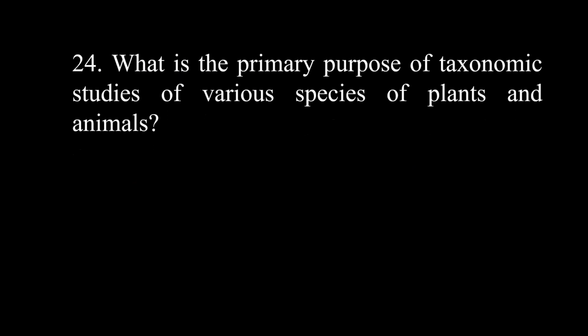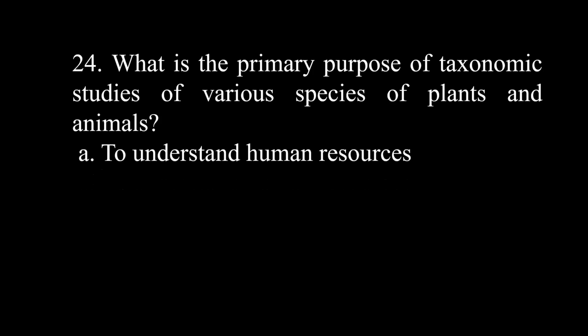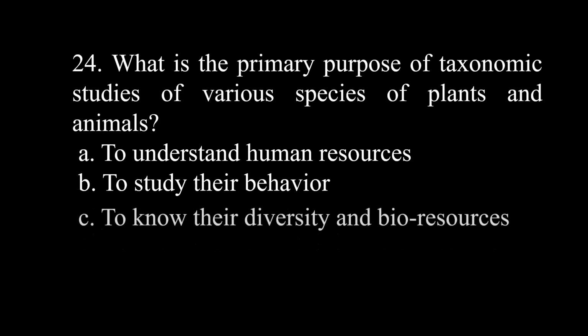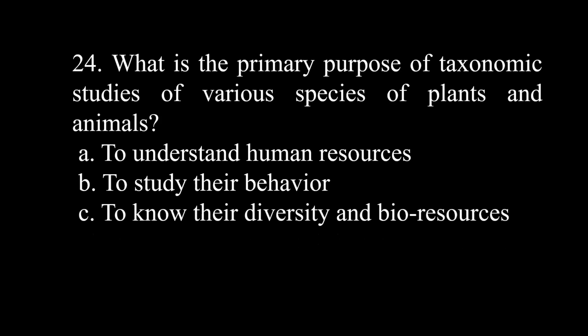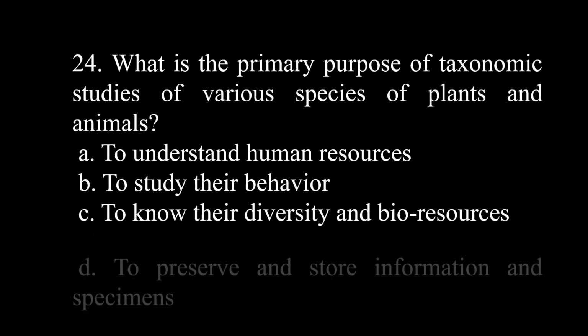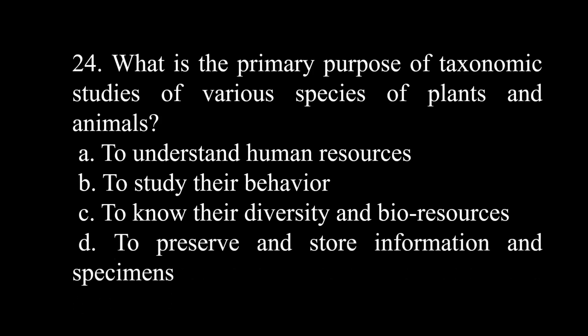The next question is: what is the primary purpose of taxonomic studies of various species of plants and animals? A. To understand human resources. B. To study their behavior. C. To know their diversity and bioresources. D. To preserve and store information and specimen. The correct answer is C. To know their diversity and bioresources.